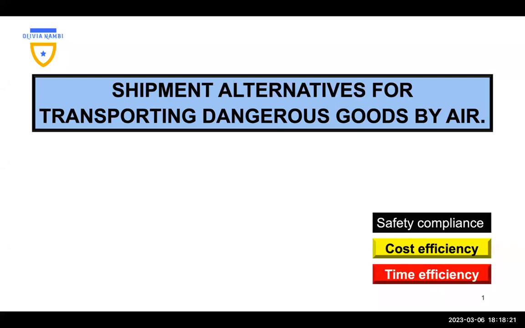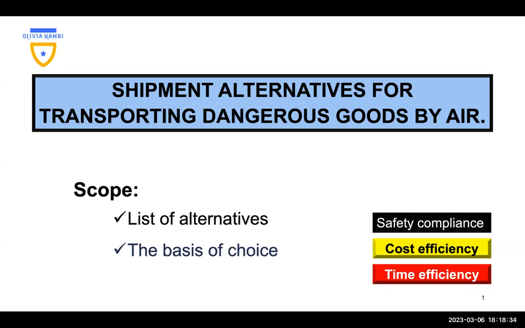The scope of this presentation is going to be giving you the list of alternatives for shipping dangerous goods, the basis of choice. Under this, I'm going to explain the critical determinants of shipment types. And finally, I'll talk about the benefits.